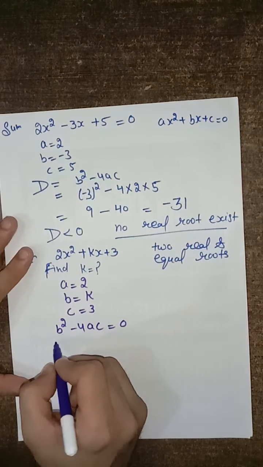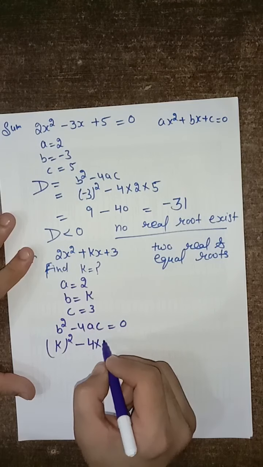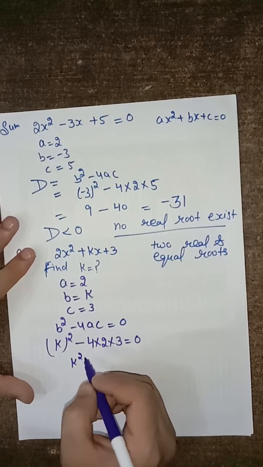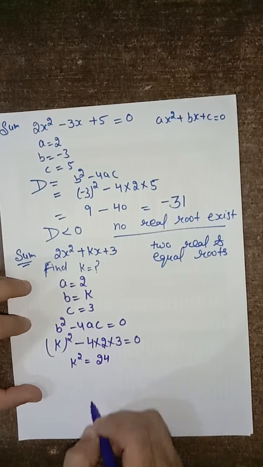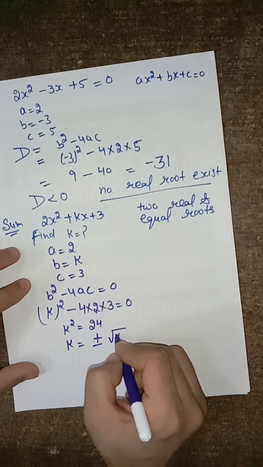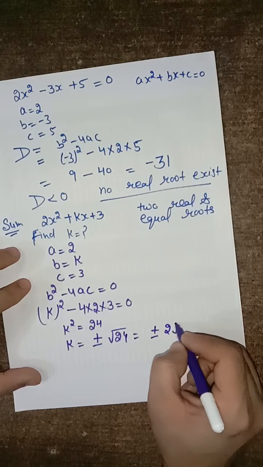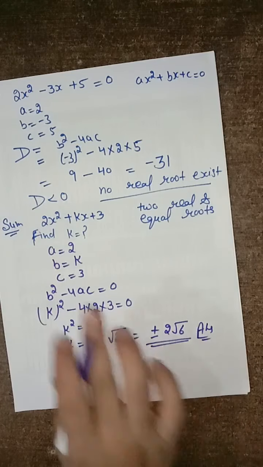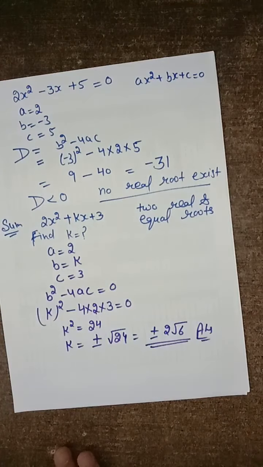Let's substitute the values: b is k, so k whole square minus 4 into a 2 into c 3 equals 0. Then k square will be 2 into 4 is 8, 3 eights are 24, that becomes positive 24, and k will be plus minus root 24, that is plus minus 2 root 6. Means we have two values of k for this equation when the roots are equal and real.